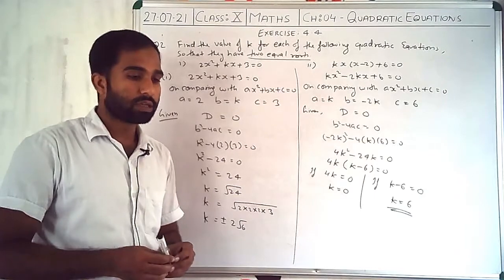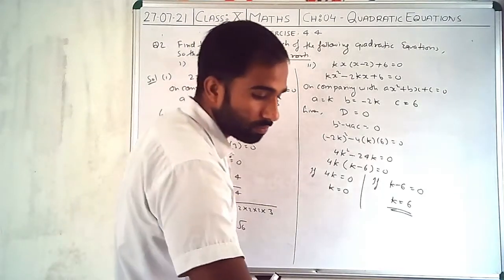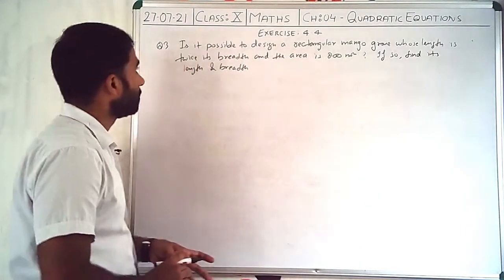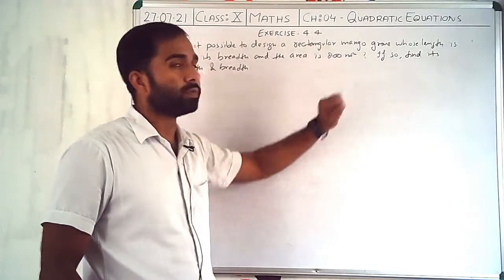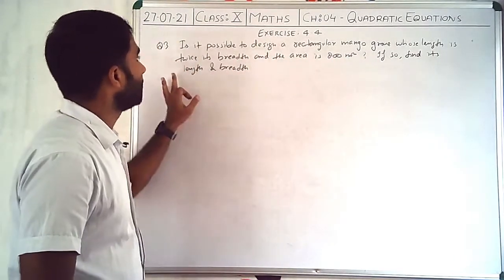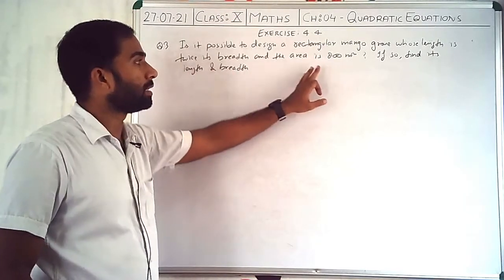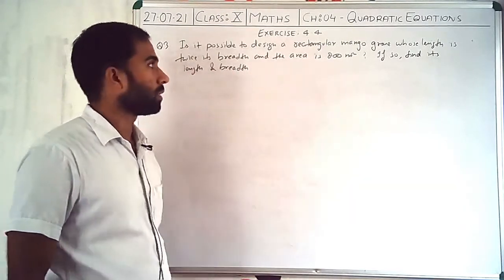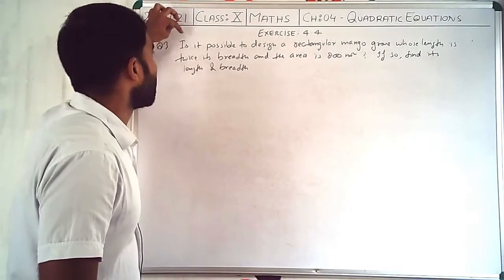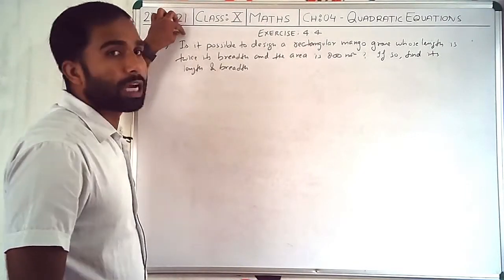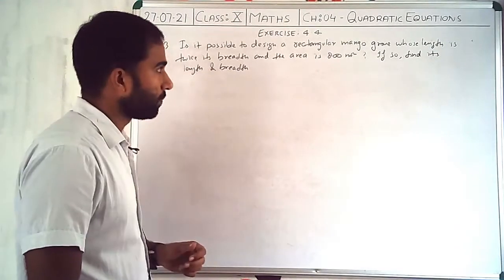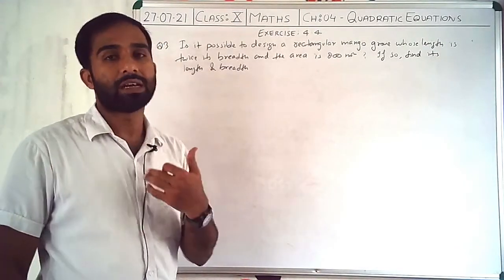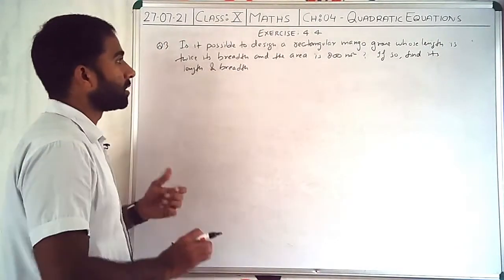Now come to the next problem. The question is: is it possible to design a rectangular mango grove whose length is twice its breadth and the area is 800 meter square? The question starts with a helping verb, which means we need to give the answer in yes or no. But how? Definitely after solving, after forming the equation.